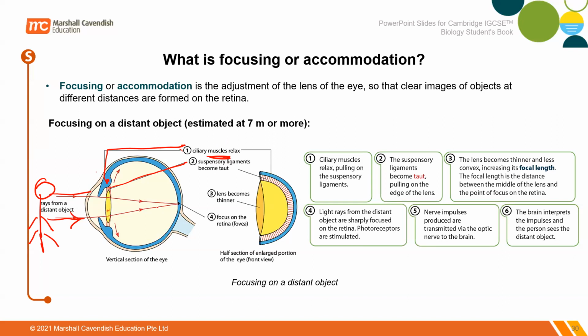Number one, in order to bend or refract light, we need a very thin or flat lens. So the ciliary muscles will relax and the suspensory ligaments become taut, strong or rigid, in order to pull the edges of the lens to make it thinner. As if I am telling you they pull the lens to be thinner. This means the lens becomes less convex.